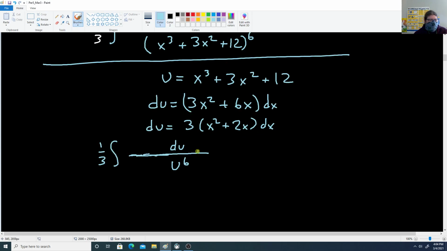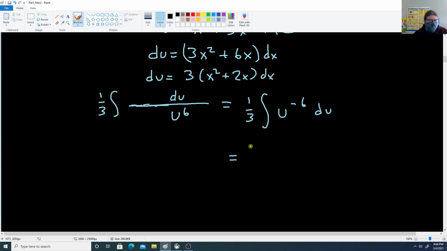So I'm going to rewrite this a little bit nicer. This is going to be 1/3. If you have u downstairs like that, it's 1/3 integral of u to the -6 du. So when we go to integrate that, if I add 1 to -6, I get a -5. The -5 will come down, so I need a 1 over -5, so that when I take the derivative, it becomes the correct thing. And I put the plus c after it. So 1/3 times -1/5 is -1/15.